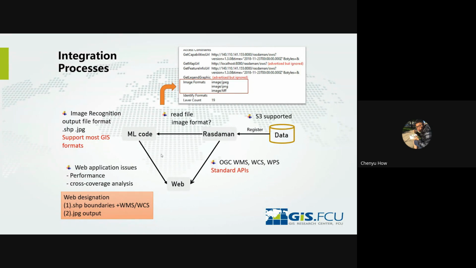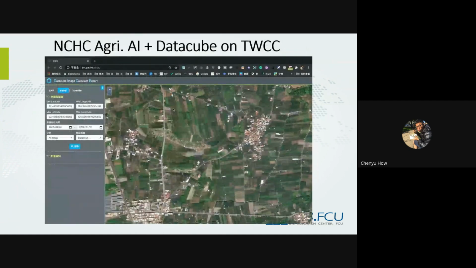This process reveals with Rasdaman as the core, providing the data access interface, and the machine learning code is responsible for communicating with Rasdaman to obtain the data. And there's a web user interface, on the other hand, that offers users the capability to input time and spatial conditions for queries and analysis.